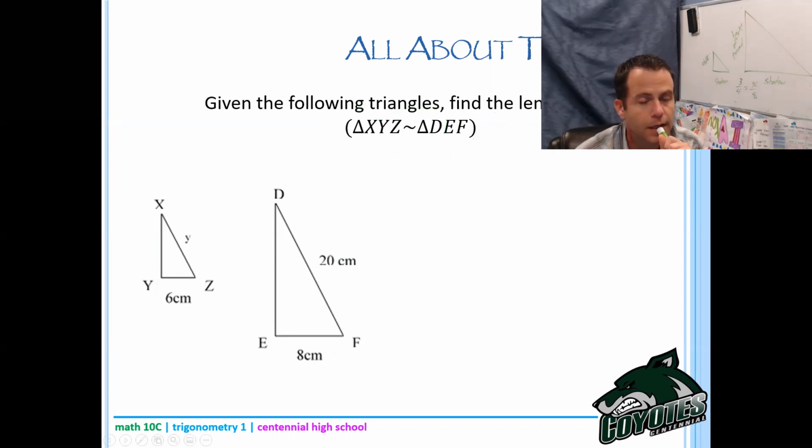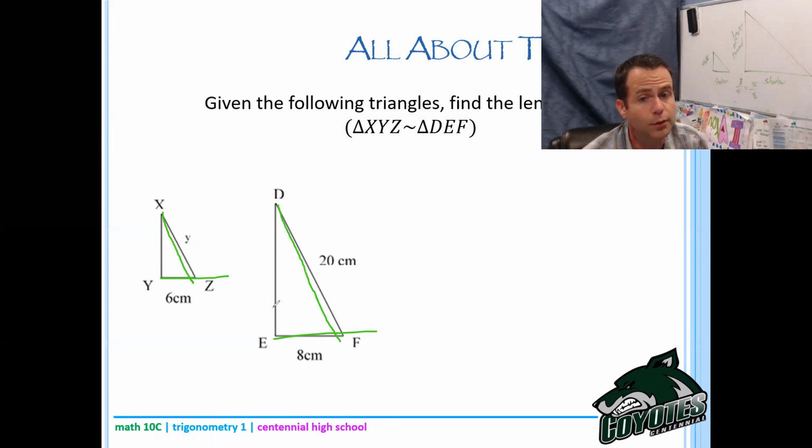Okay, so now I need to set up a proportion. So we got to get a couple ratios. I've got the base here and the base here. I'm looking at the hypotenuse here and the hypotenuse here. So that's how I'm going to set up my proportion. It doesn't really matter how you set it up. There's a bunch of different ways. What you can't do is change the order. So I could go y over 6 equals 20 over 8. I went little hypotenuse over little base equals big hypotenuse over big base. Okay, that's one way I could do it.